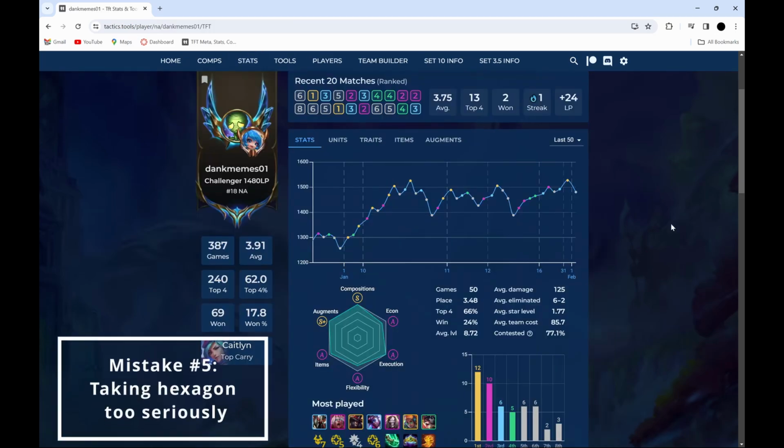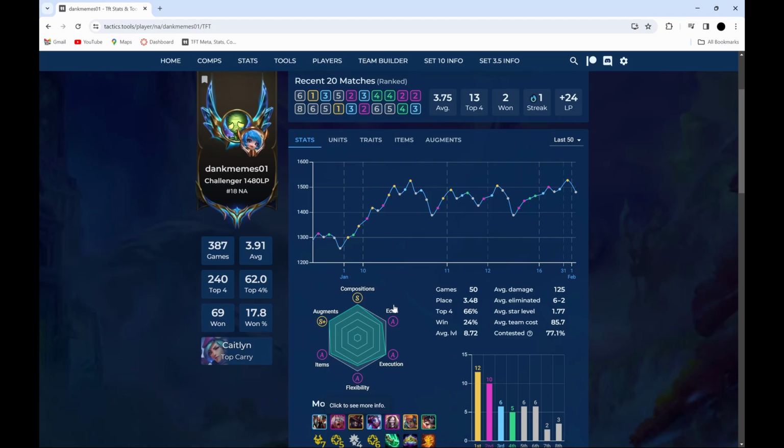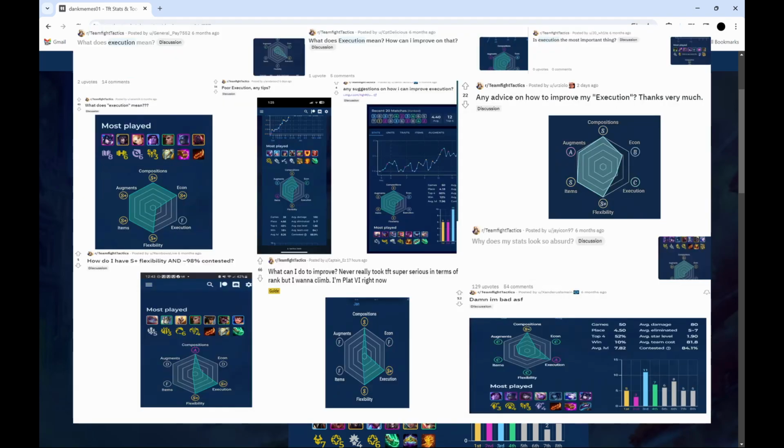The fifth and final mistake that I want to talk about today is a little bit different, and it's about overemphasizing this hexagon graphic right here that shows how well you perform in different areas of the game. Now don't get me wrong, I do really like this graphic. I think it's a really cool way to provide more specific insight into your gameplay, but I think a lot of people kind of have the wrong idea about how relevant this data actually is to your gameplay.